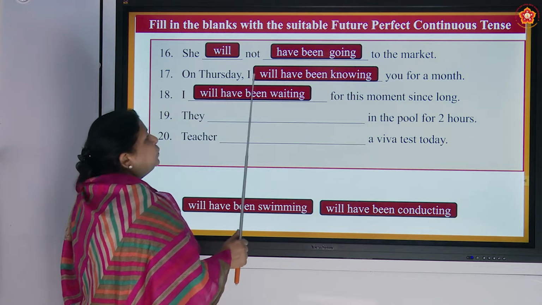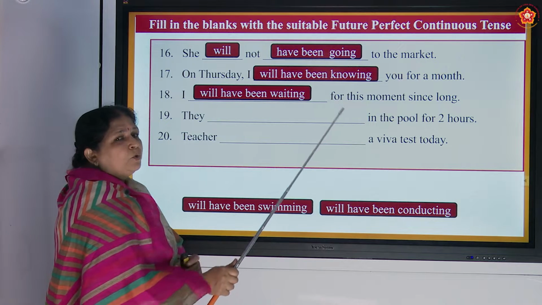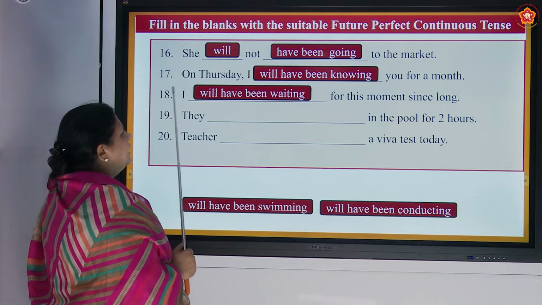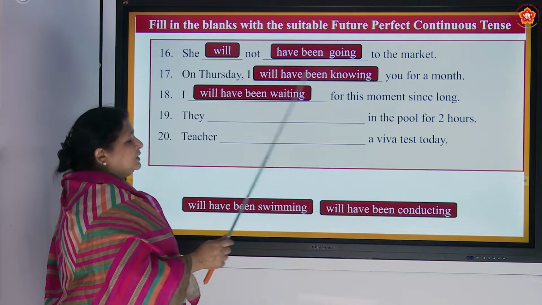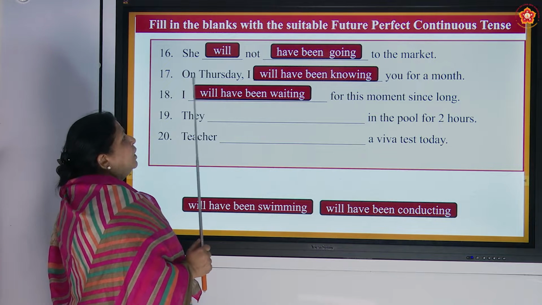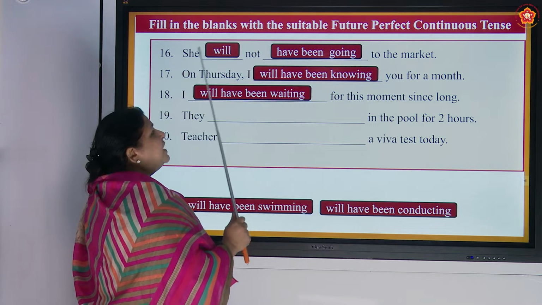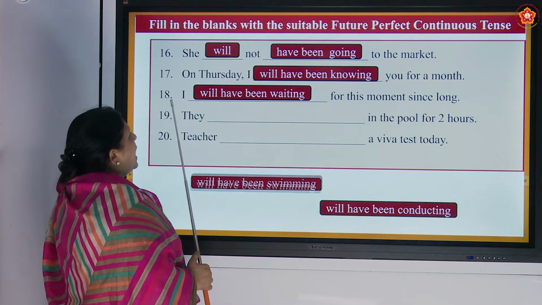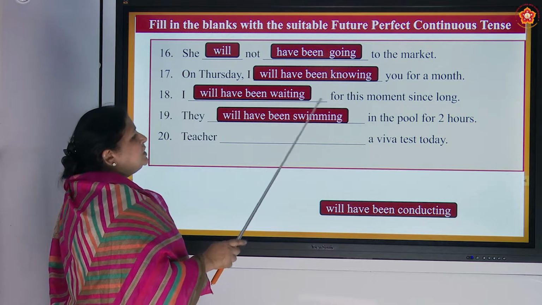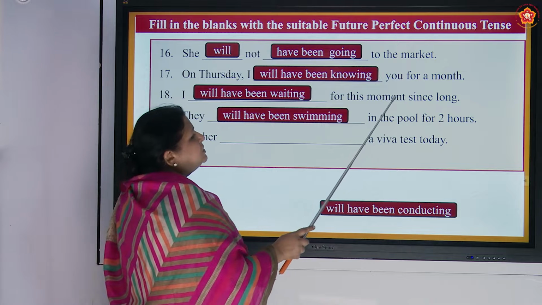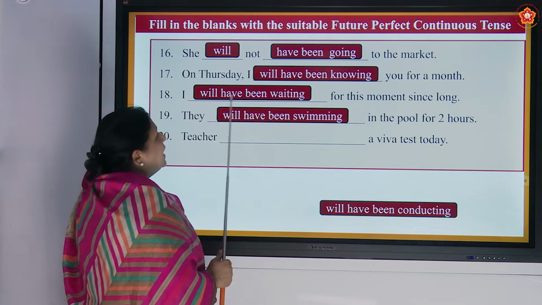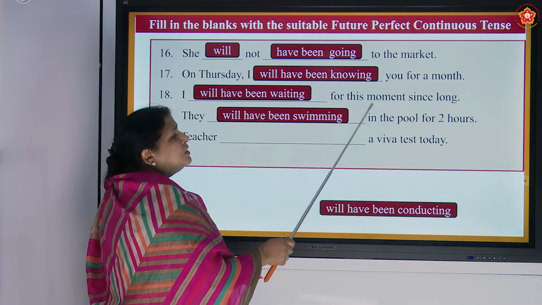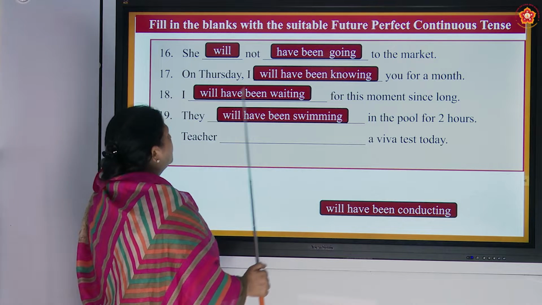So here, when you want to tell your friend that you know him since 1 month, you'll say, on Thursday, that is on coming Thursday, I will have been knowing you for a month. I will have been waiting for this moment since long.